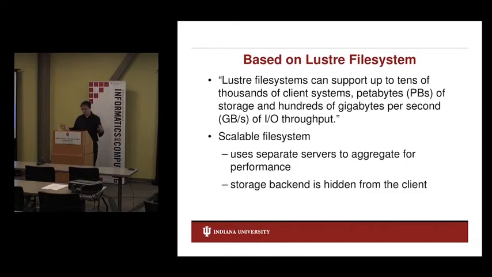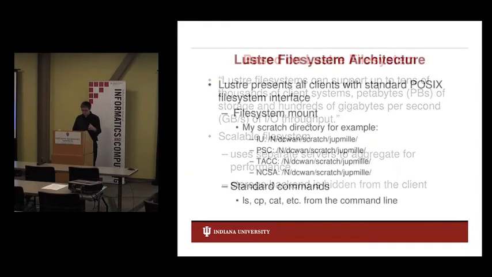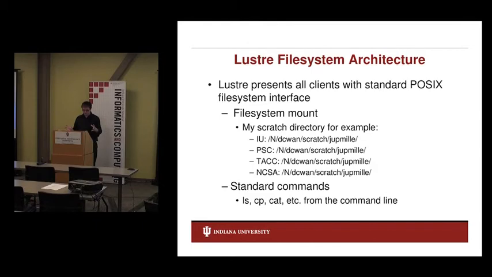It does this by separating the pieces of a file system into dedicated servers, and together you get aggregate performance out of that separation. The cool thing about Lustre, maybe Rob might disagree, but one thing I think is cool is the standard POSIX file system interface. What that means is that it looks and acts like a standard file system because it is, even if you're using it over the network.